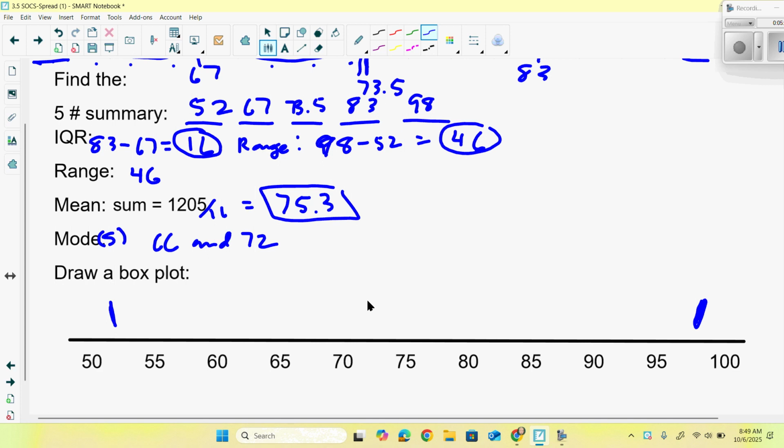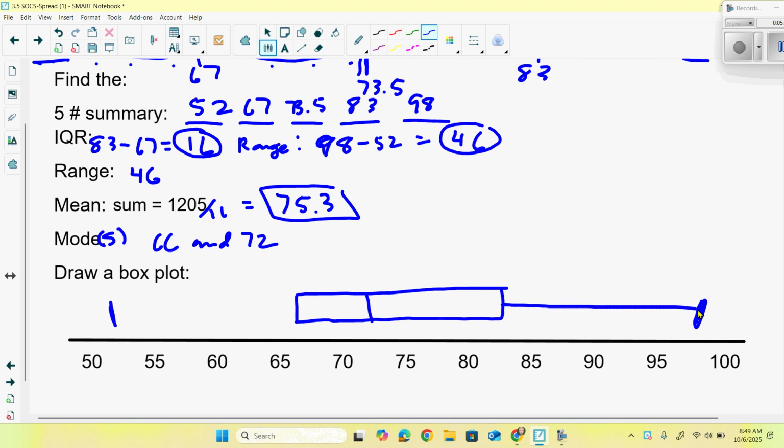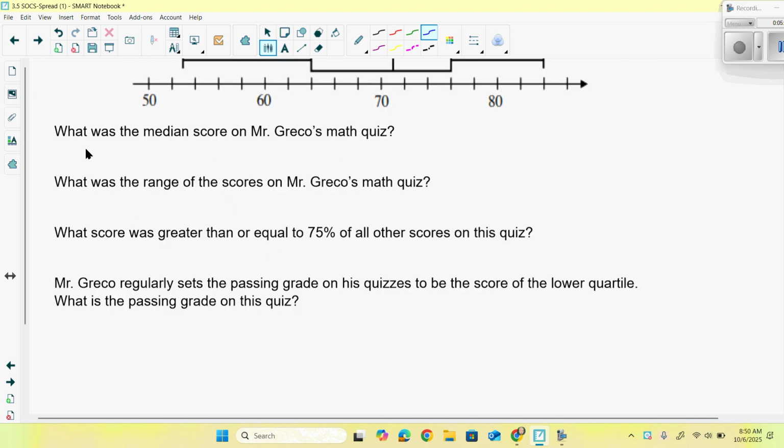Median 73.5, somewhere in here. 67 and 83. So we can see most of the scores are spread out up here more. And this is a box plot or box and whisker plot. All right, that's a good warm up.